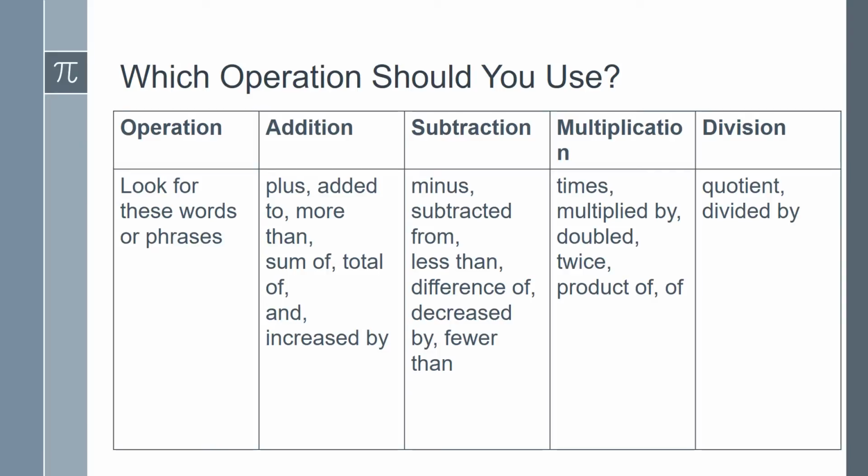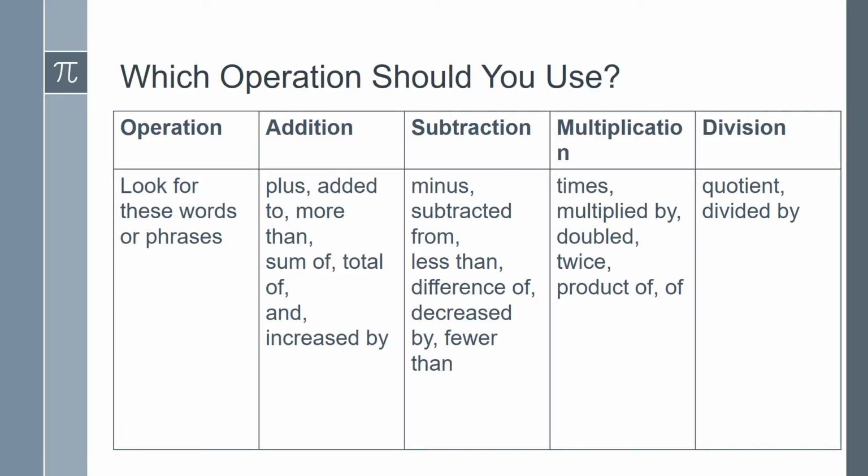Before we start, let's go over some key words and phrases which will indicate certain operations. For addition, you can look for the words or phrases plus, added to, more than, sum of, total of, and, or increased by. For subtraction, you can look for the key words and phrases minus, subtracted from, less than, difference of, decreased by, and fewer than.